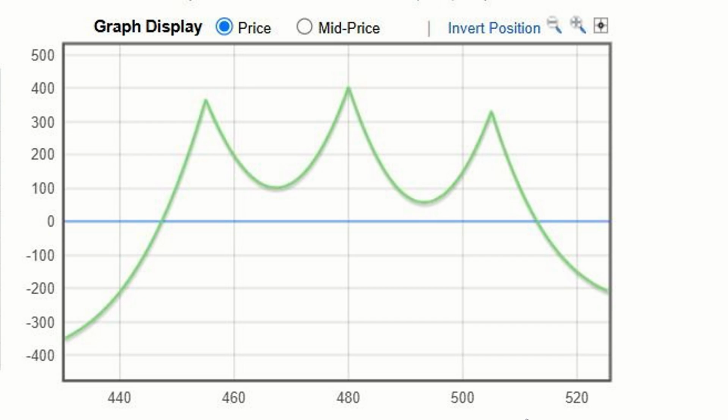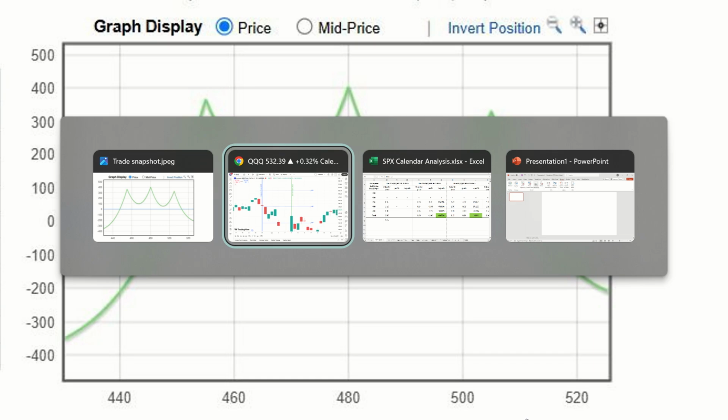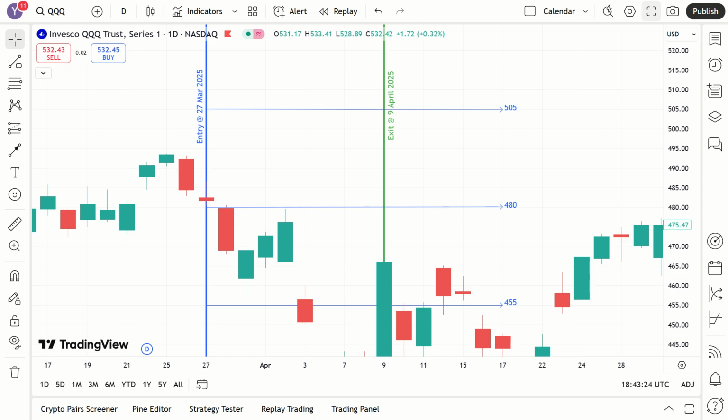So now let's go to this trade. This is the QQQ graph, how it looks on 27th of March 2025 when I entered this trade. QQQ was moving around 481, 482 that day when I entered this triple calendar spread.